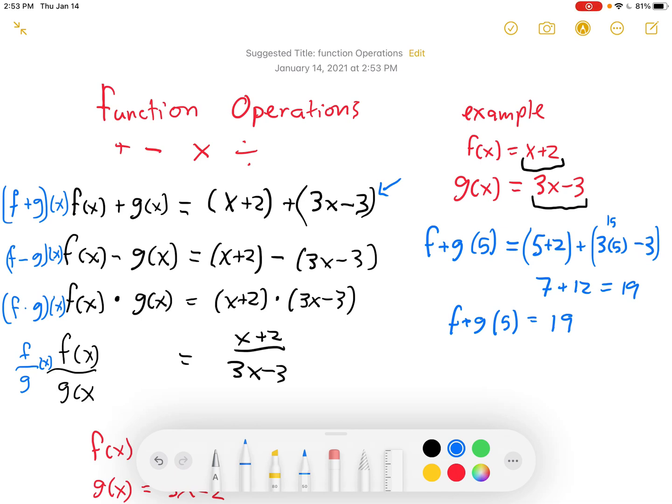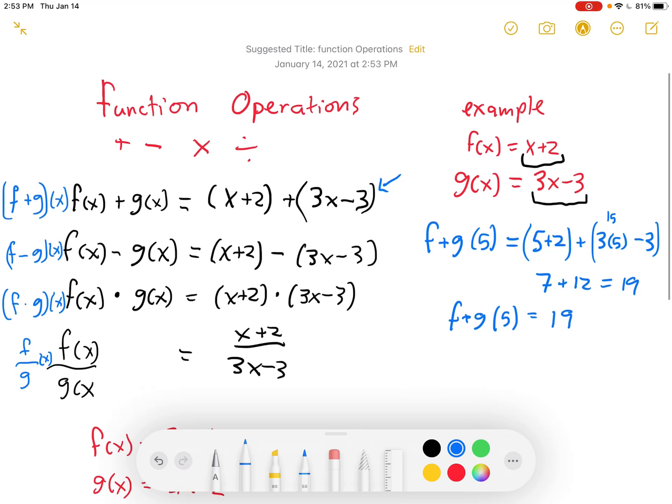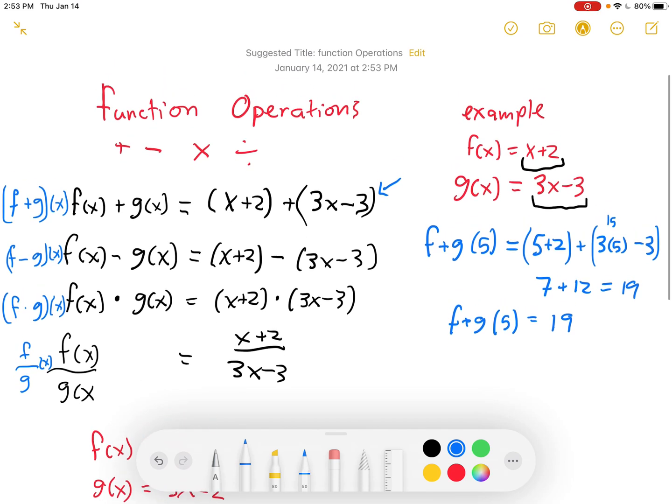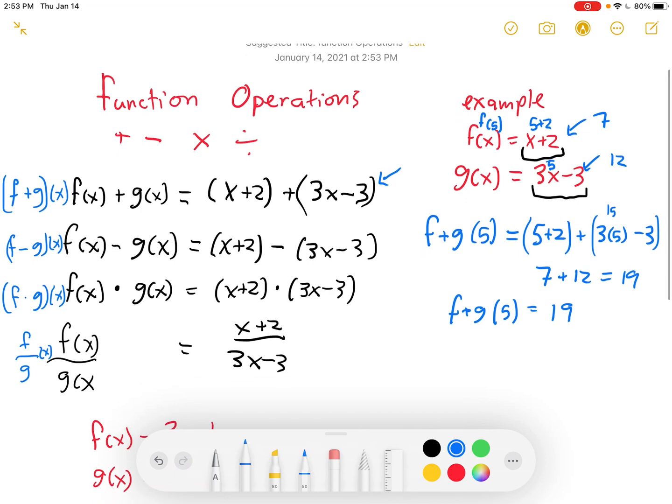The other operations work very similarly. You just simply plug in the number for x and then solve. However, if you would prefer, sometimes it might be easier to plug in 5 into the equations and then do the operation. So for example, f of 5 would be 5 plus 2, which would be 7. 3 times 5 minus 3 is 12, and then add those two numbers together. You would get the same answer.